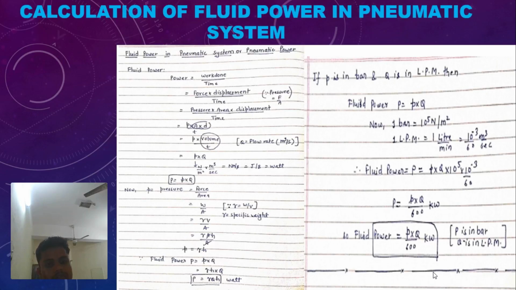Then the fluid power can be expressed as power is equal to P into Q. Now expressing bar in Newton per meter square, and liter per minute as 1 liter by 1 minute, 1 liter is 10 to the power minus 3 meter cube, and 1 minute is 60 seconds. So substituting that value in the formula, finally we get power is equal to P into Q by 600 in terms of kilowatt. So here P is in bar and Q is in liter per minute.